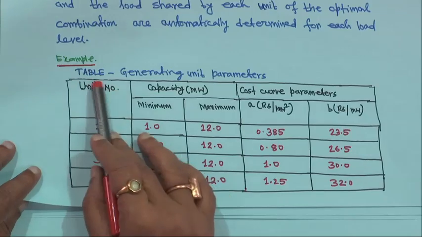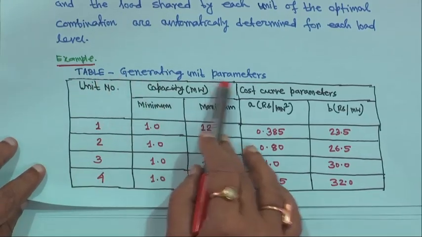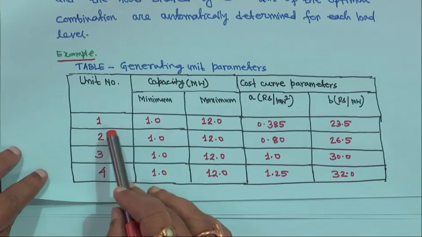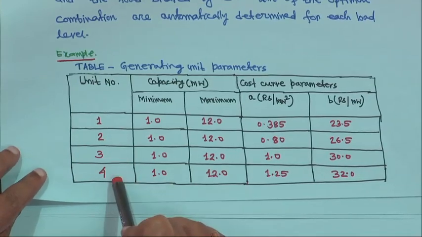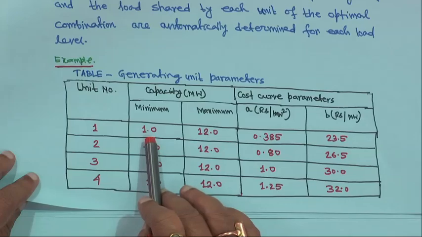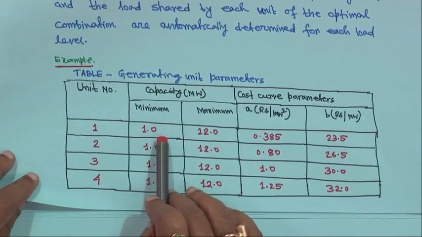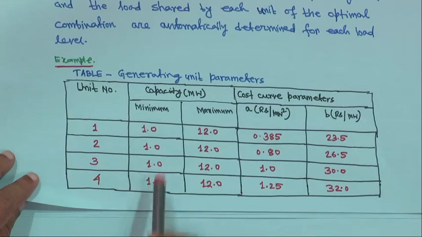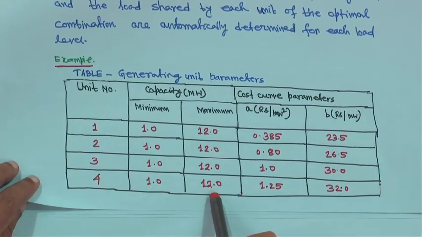Suppose this is a table, and these generating parameters are given. There are 4 units, 1, 2, 3, 4, and for every generator the minimum generating capacity is 1 megawatt and the maximum is 12 megawatt. So for all of these, minimum is 1, maximum is 12.